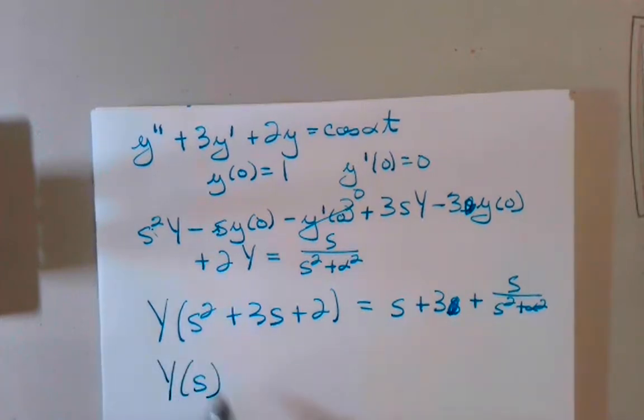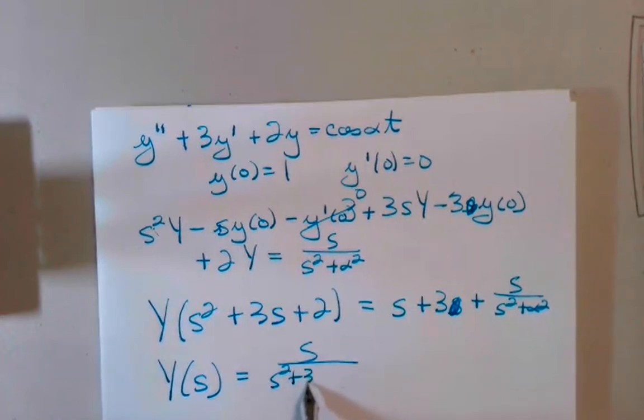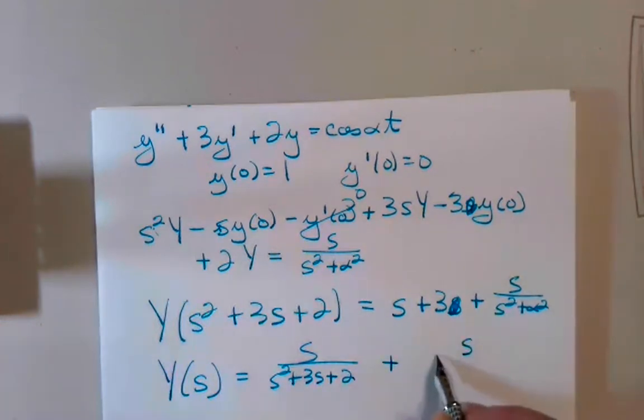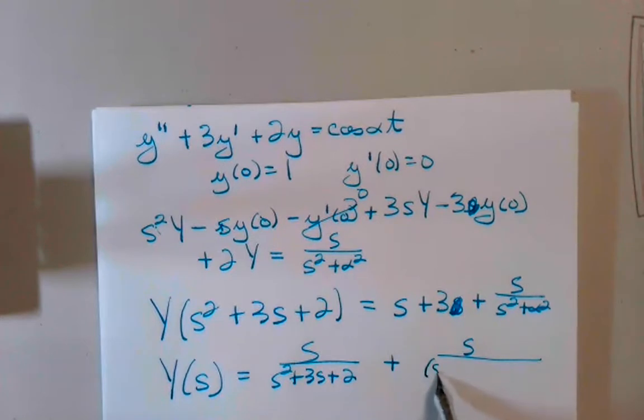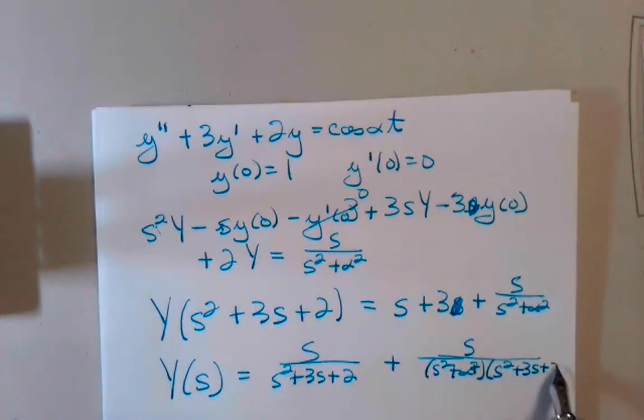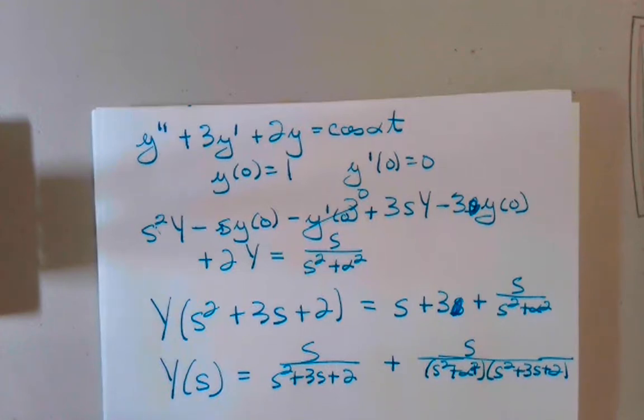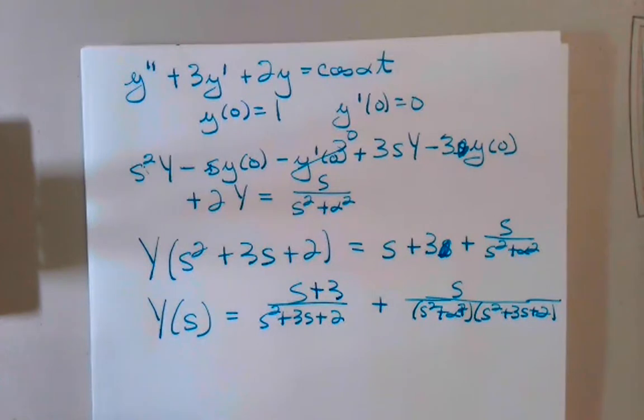Okay, so Y of s is equal to s over s squared plus 3s plus 2 plus s over s squared plus alpha squared times s squared plus 3s plus 2. Now, notice when we look at, shoot, golly, copied that wrong. S plus 3. There we go. Now that's right.